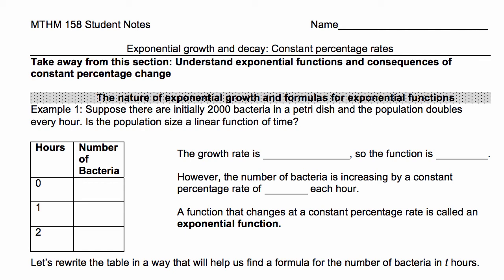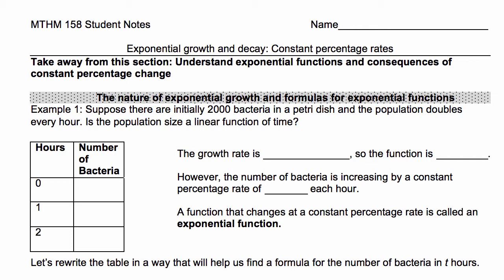This section is about exponential growth and decay. Our goal is to understand exponential functions and consequences of constant percentage change. Example 1. Suppose there are initially 2,000 bacteria in a petri dish, and the population doubles every hour.